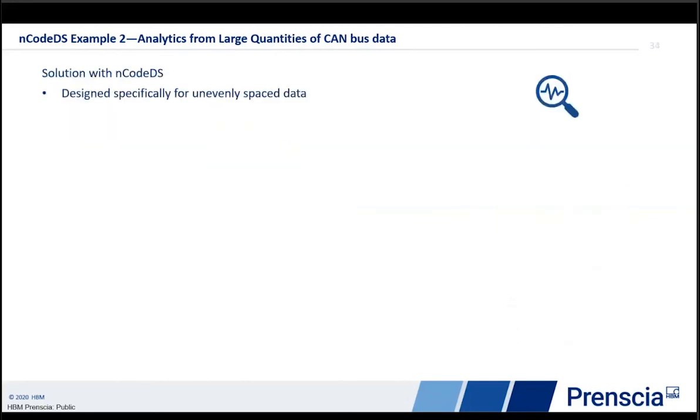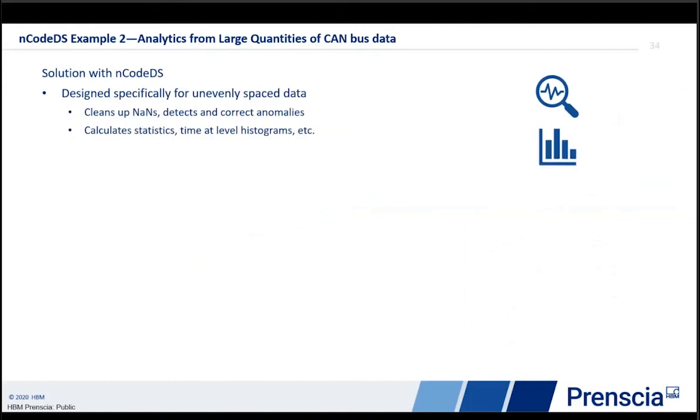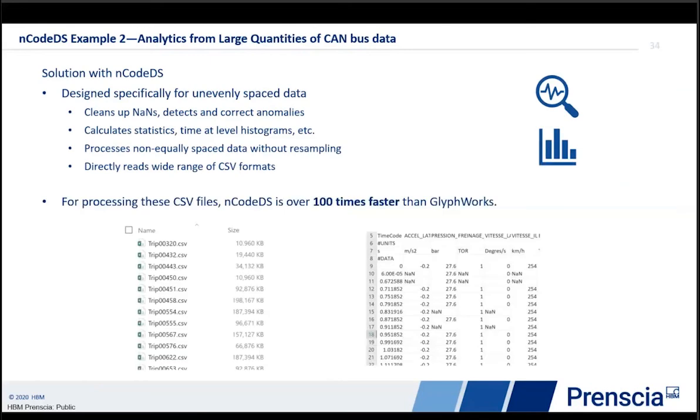So again, solution with nCodeDS. nCodeDS is specifically designed to cope with unequally spaced data like timestamped CAN data. And it has built-in functions for handling things like not numbers, finding and correcting anomalies, and built-in functions for things like statistics, time at level histograms. It processes that non-equally spaced data without resampling. You don't have to put it into an equally spaced data domain before you can analyze it. And it also directly reads CSV files in a configurable way, so you can actually teach nCodeDS how to read different file formats of CSV.